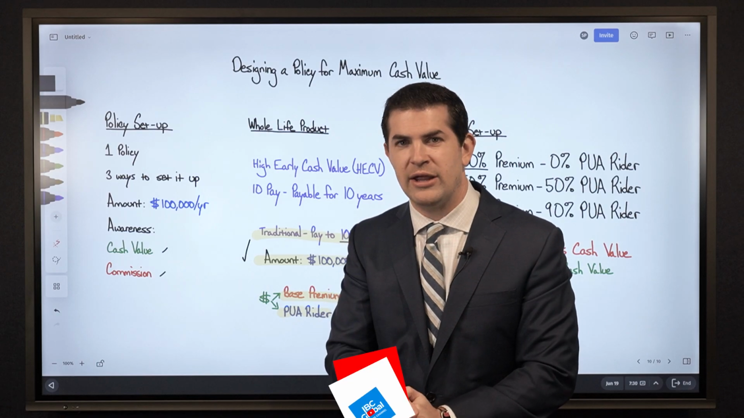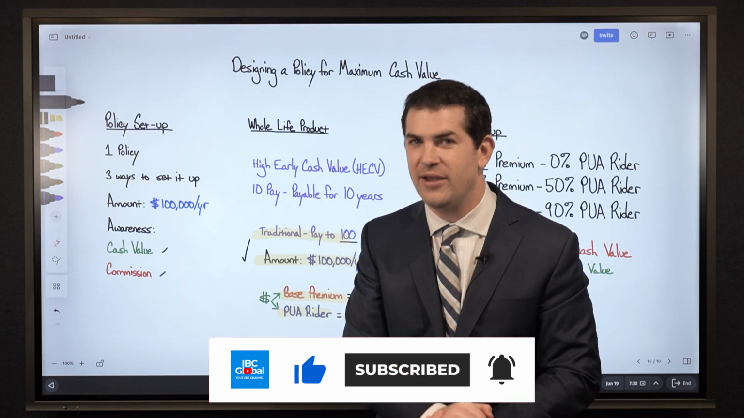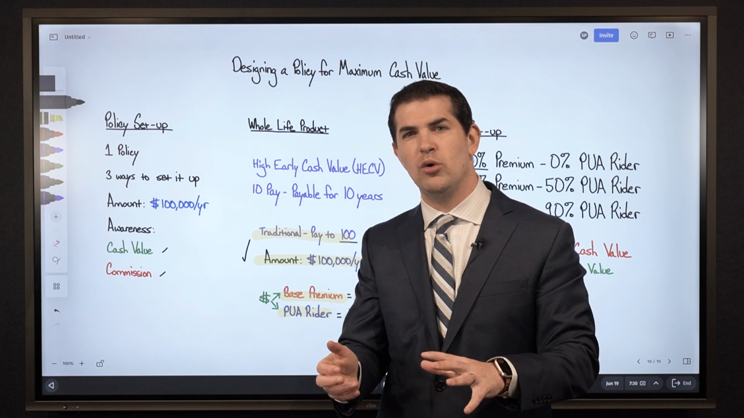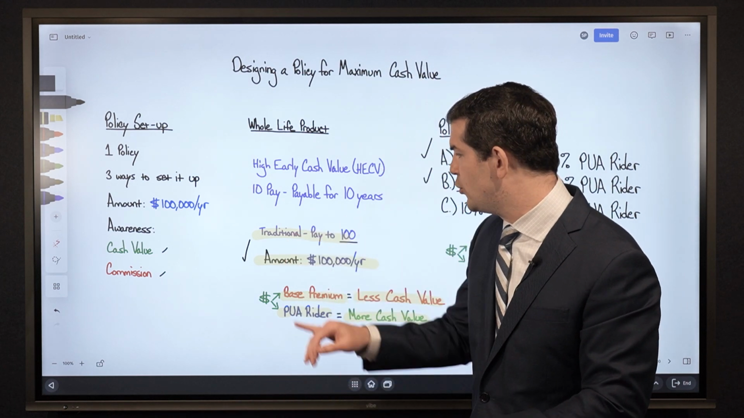In the next video, we'll look at case study number 2, which is going to examine the high early cash value product, which will be a lot of fun when we look at how it works. The commission is much different, but you'll see a lot of similarities compared to the Whole Life 100.